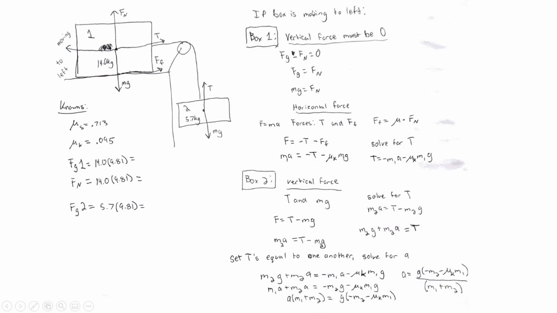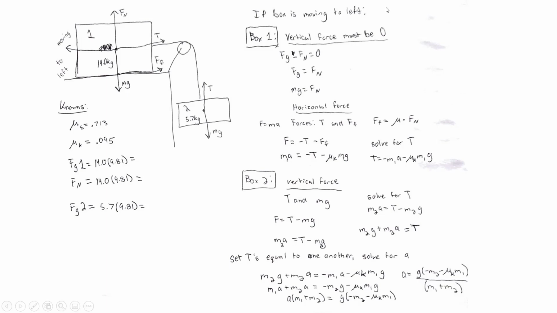So if the box is moving to the left, here we go. We know that the vertical force must be 0, right? So force gravity minus force normal must be equal to 0. We know that they must be equal to each other. That's pretty straightforward. Now let's talk about our horizontal force.